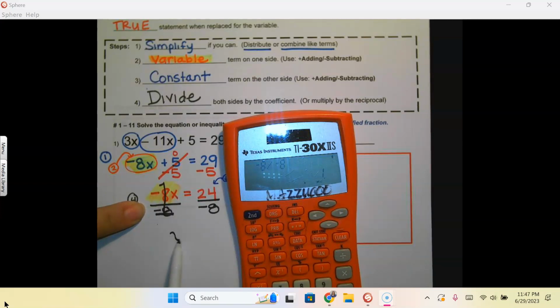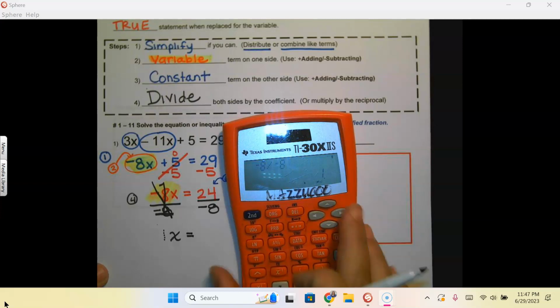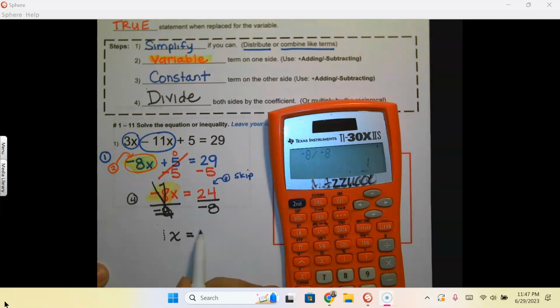So when we bring down x here, we can cross this out because we don't have to put a 1 in front of an x. We've talked about in lesson 1 that if you have an x, we know there's a 1 inside. So again, when this is getting crossed out right here, it's because it's 1 and it's implied right here. So then we have 24 divided by negative 8, and that is negative 3.